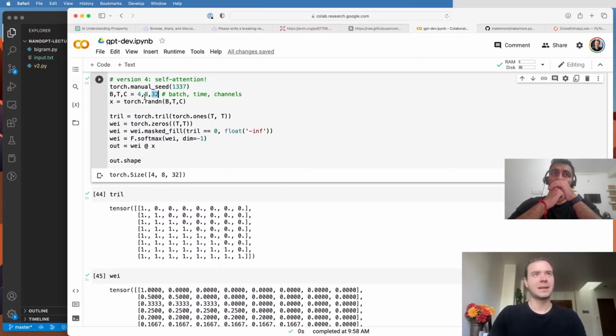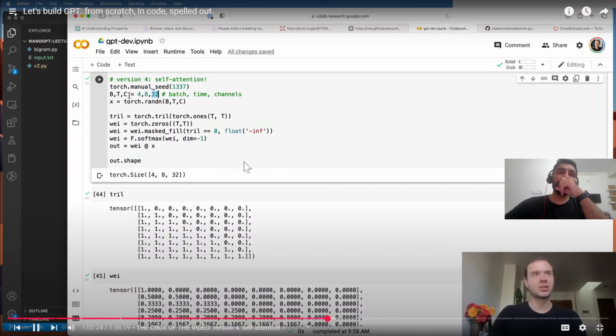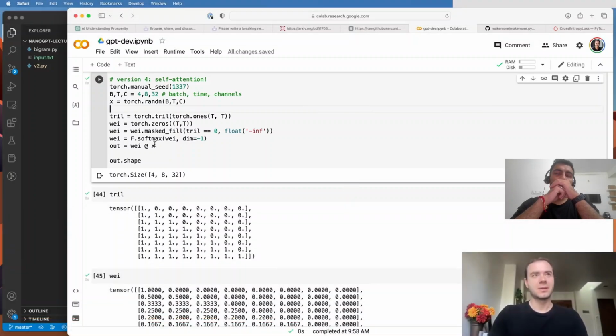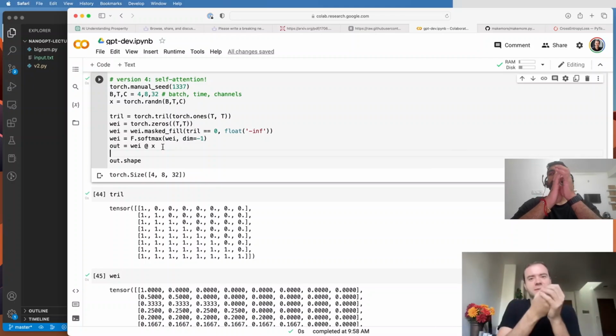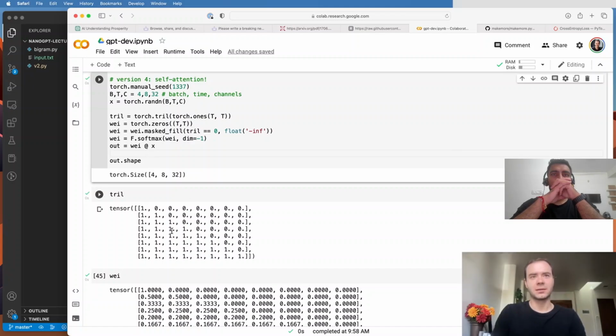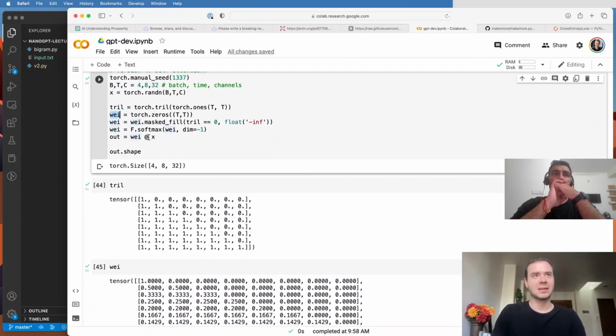So we have a 4x8 arrangement of tokens, and the information at each token is currently 32 dimensional, but we are just working with random numbers. Now we saw that the code as we had it before does a simple average of all the past tokens and the current token. So it's just the previous information and the current information being mixed together in an average. That's what this code currently achieves, and it does so by creating this lower triangular structure, which allows us to mask out the weight matrix that we create. So we mask it out and then we normalize it.